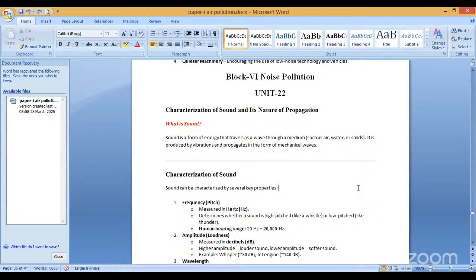Sound is a form of energy that travels as a wave through a medium such as air, water, or solids. It is produced by vibration and propagates in the form of mechanical waves. This is the definition of sound.